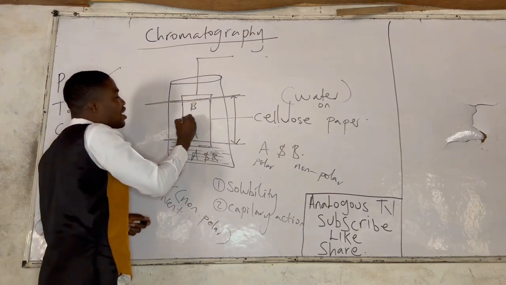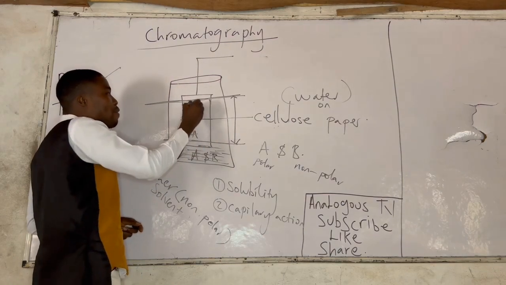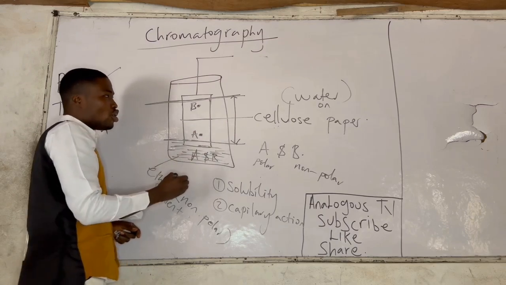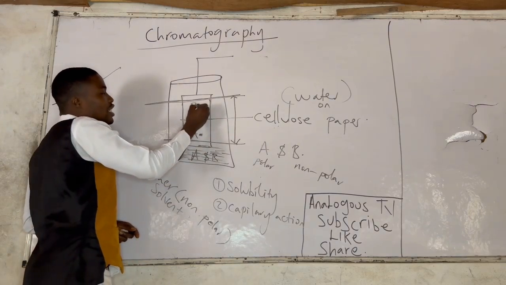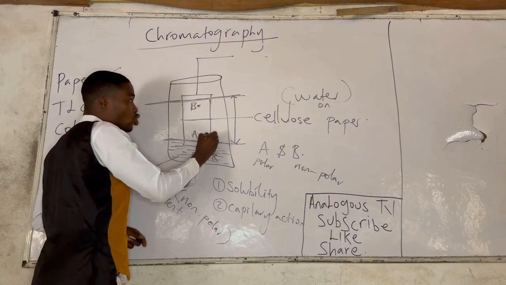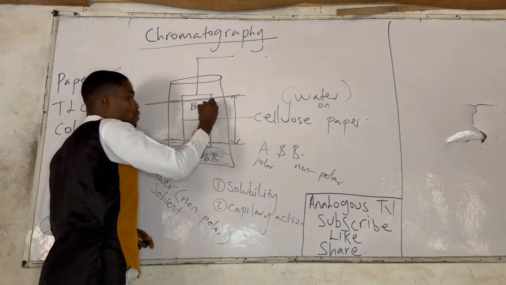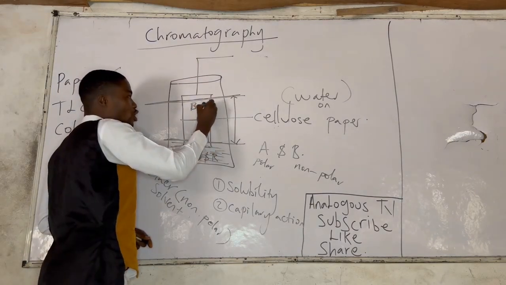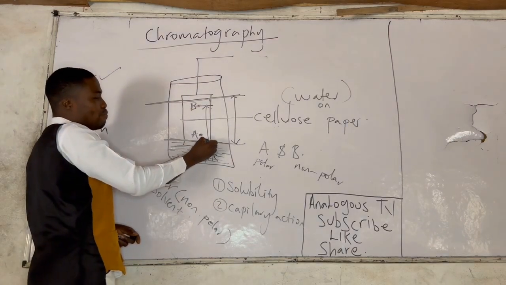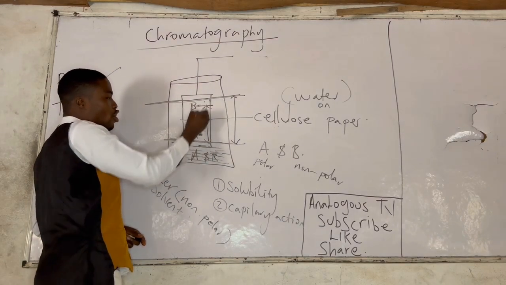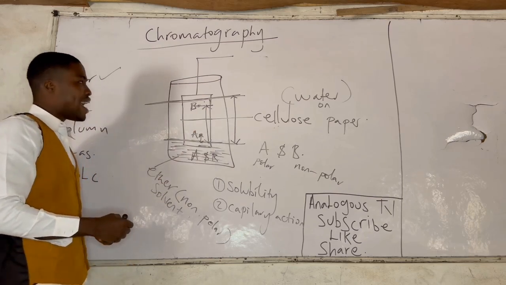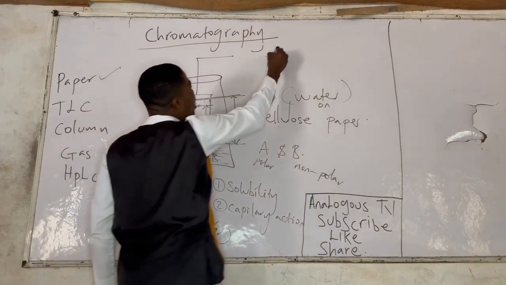So at the end of the day, we might create a band, or in paper chromatography, in most cases, we will observe them as spots. You see B as a spot, you see A as a spot. From the initial position of the solvent to the spot of B is known as the distance moved by B, while from the initial position to the spot of A is the distance moved by A.